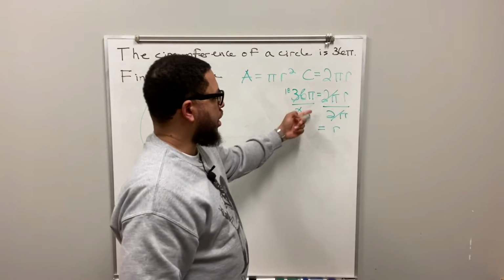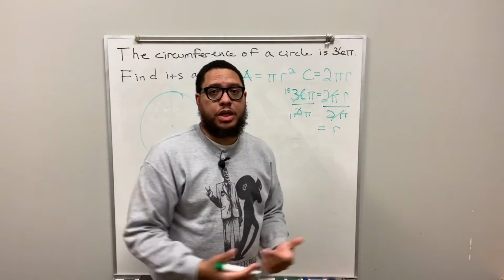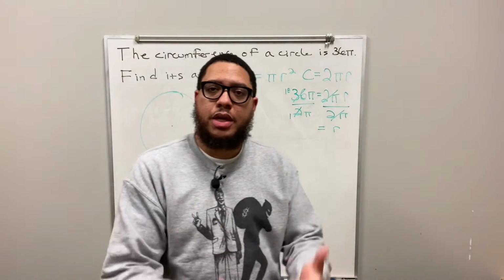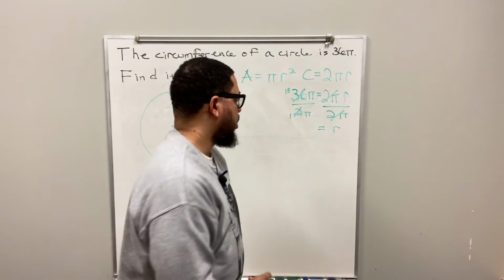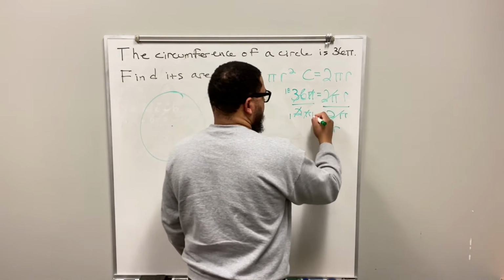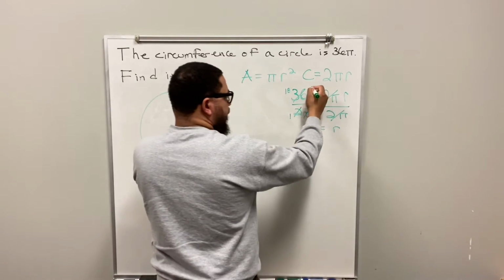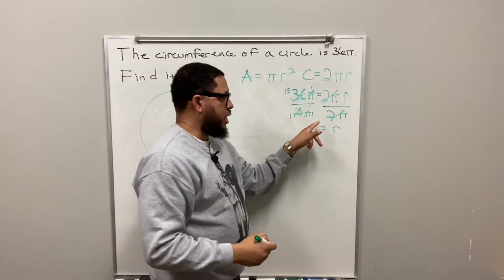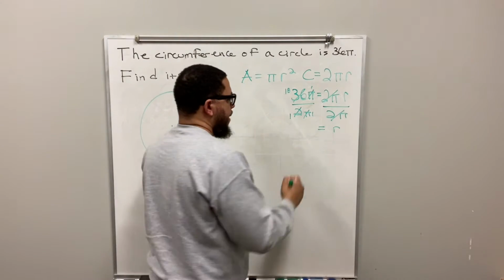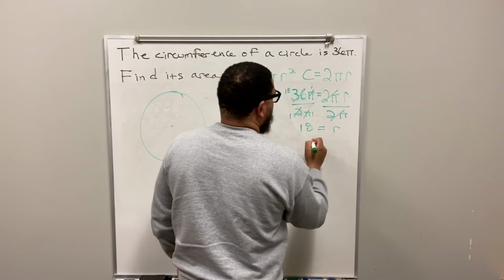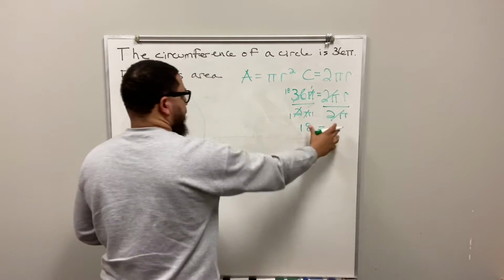And what's pi divided by pi? I just told you anytime you divide something by itself, that is equal to 1. So this pi and this pi become 1s. So now I'm left with 18 times 1, which is 18, divided by 1 times 1, which is just 18. So that means that the radius of this circle is 18.